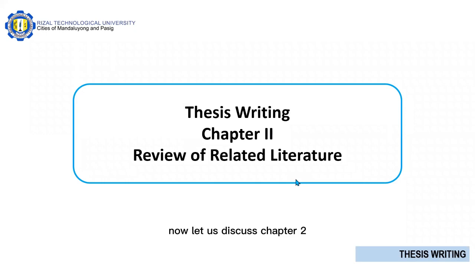Now let us discuss Chapter 2, the review of related literature, known as the RRL. Critically reviewing and summarizing important literature and research findings is a literature review. It entails identifying, analyzing, and combining relevant knowledge and research. A literature review provides a comprehensive grasp of the current state of knowledge on a topic, identifies gaps or contradictions, and suggests opportunities for further research.